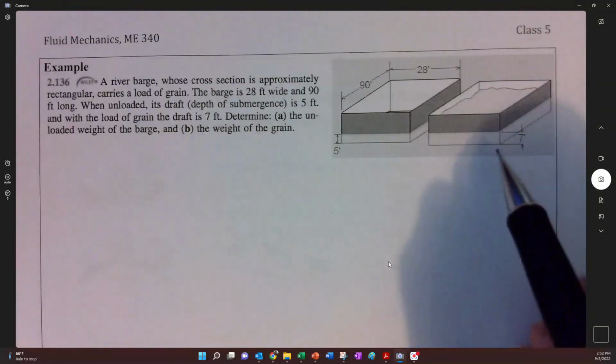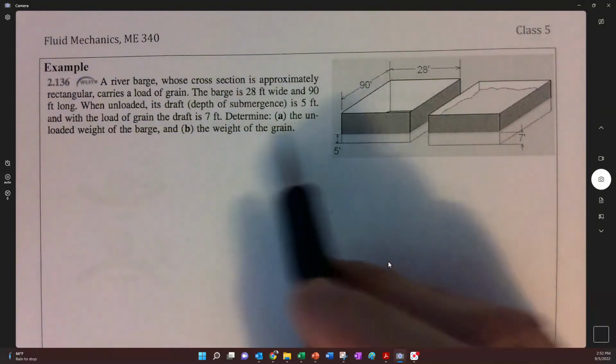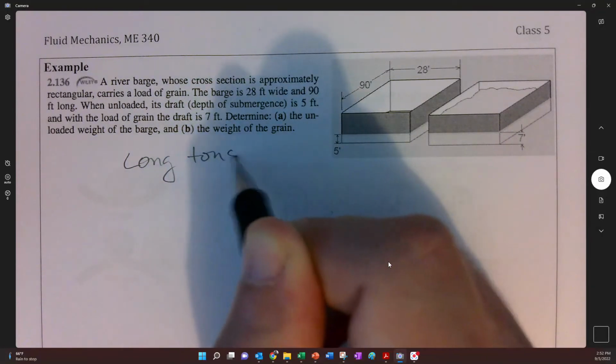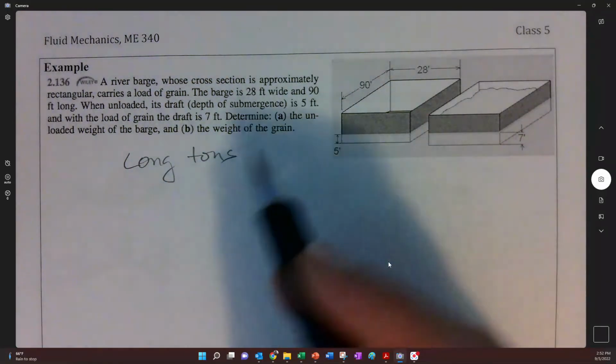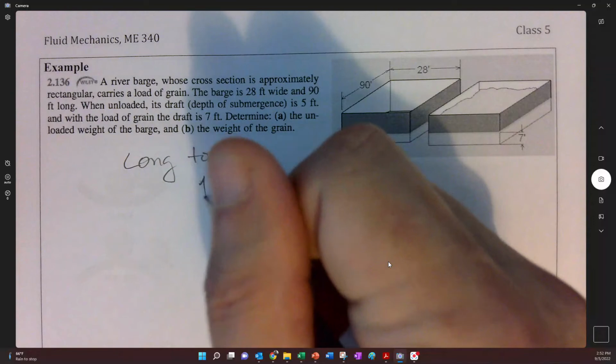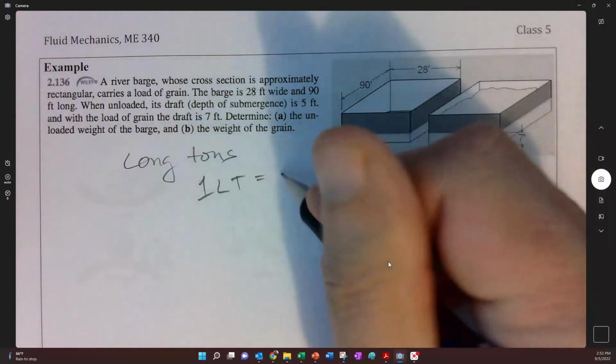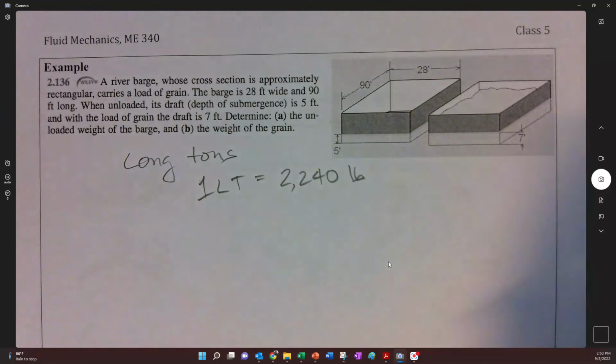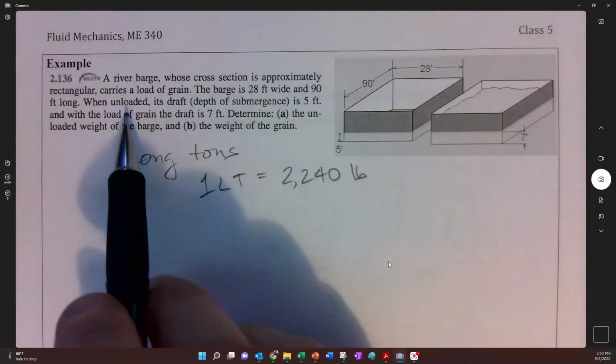This is actually how it gets done, right? I'm going to say that we want to answer in long tons. This is maybe new to you, but for ships, they use whatever. 1 long ton, LT, is equal to 2,240 pounds. Don't ask me why it's not 2,000. It's just a traditional thing.